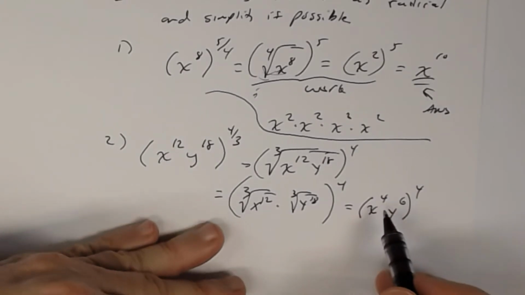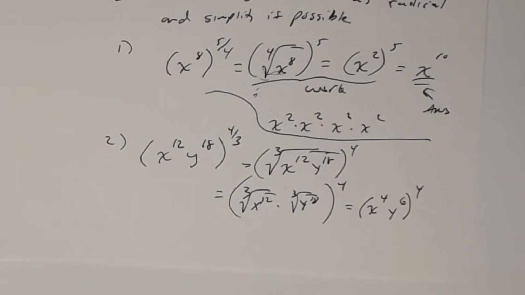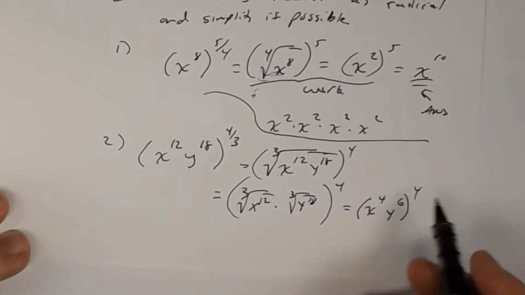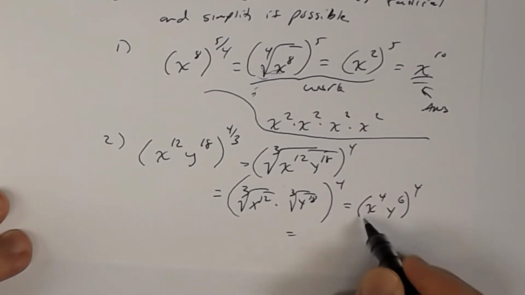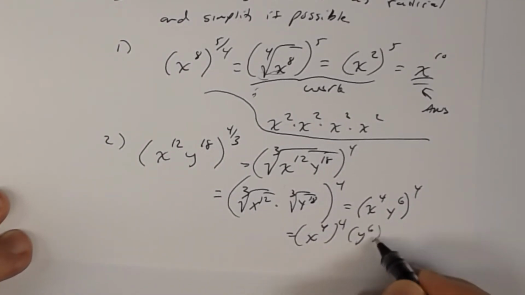And now remember, you're going to use that rule that you learned in a previous course. Some textbooks will call it the power rule for products. See, that's a product here, and then you have a power raised to a power. So basically, you're going to take x to the 4th, raised to the 4th, and y to the 6th, raised to the 4th.